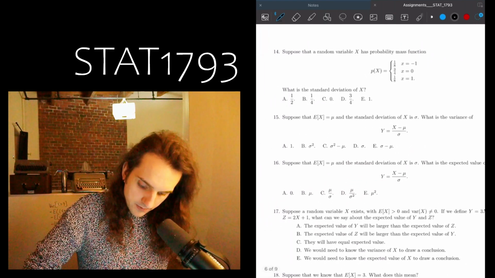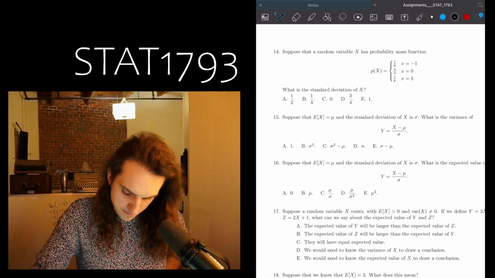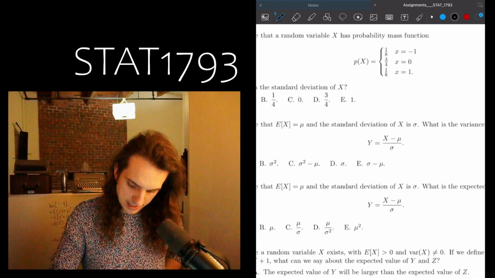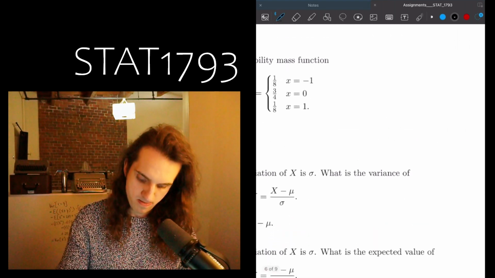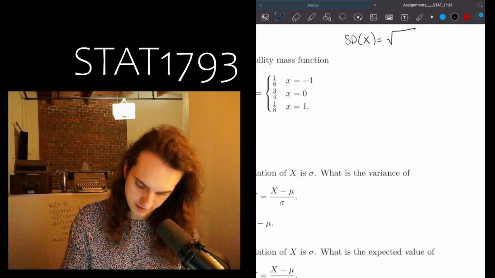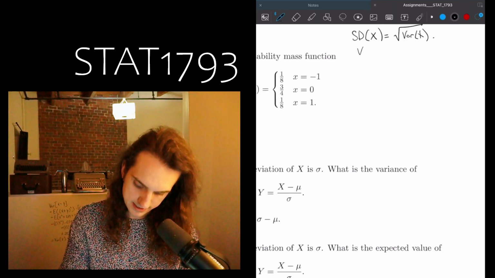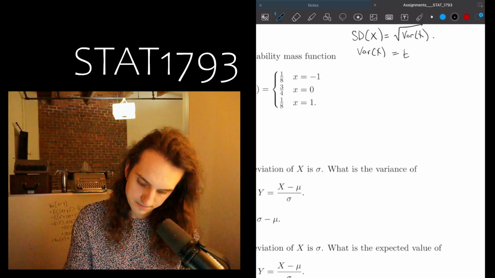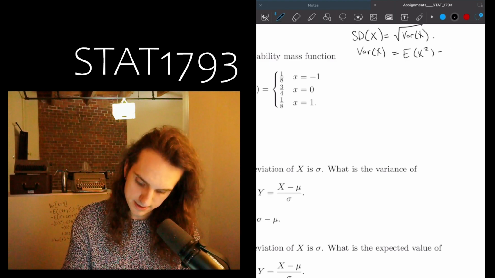So we're told that a random variable x has this probability mass function here. And what we want to know is what's the standard deviation of x. Okay, so the standard deviation is always going to be the square root of the variance, right? And so what we want is the variance of x, and that's going to be the expected value of x squared minus the expected value of x all squared.